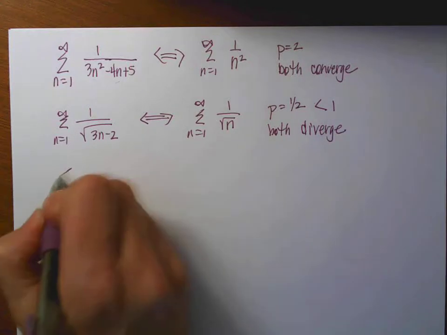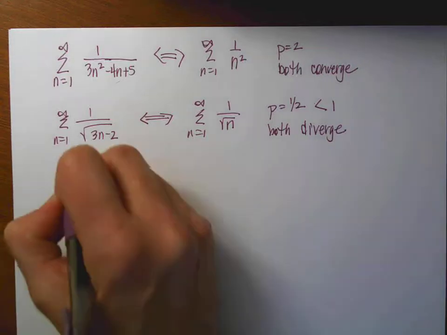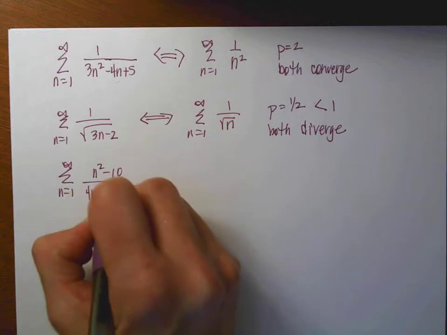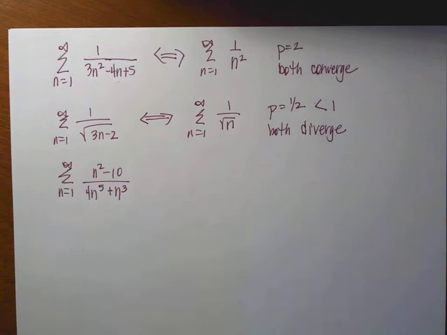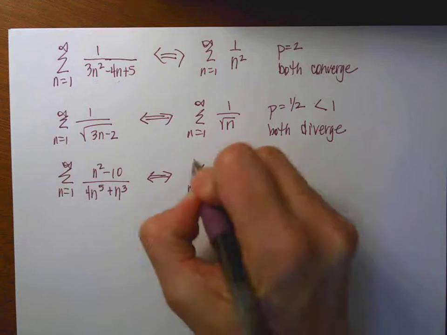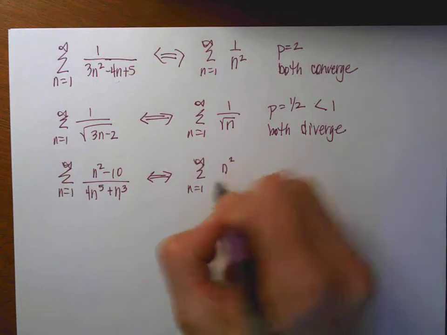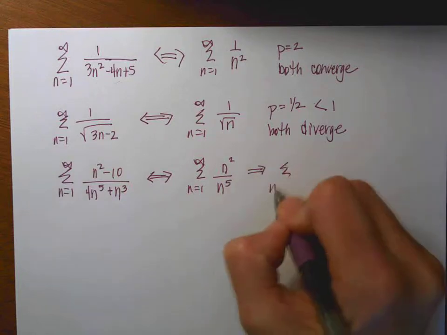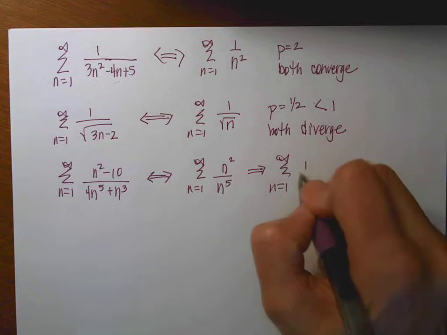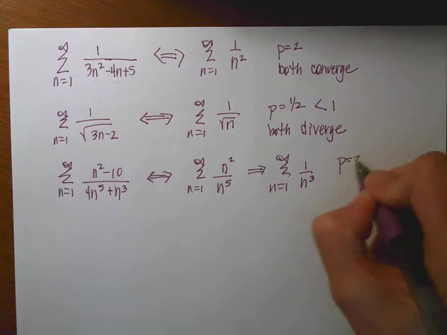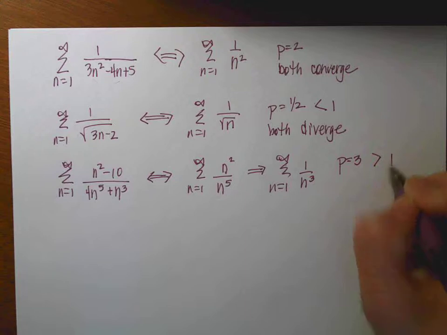All right, and then I have one more of these examples. Let's say I had the sum from n equals 1 to infinity of (n squared minus 10) over (4n to the fifth plus n to the third). That's a lot of stuff. So we could compare it potentially to the sum from n equals 1 to infinity of n squared over n to the fifth. Well, this would simplify to be the sum from n equals 1 to infinity of 1 over n cubed. Well, then it's just a cute little p-series, and p is equal to 3, and because 3 is greater than 1, they both converge.